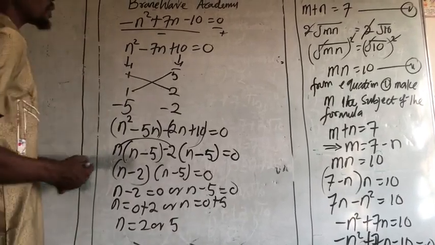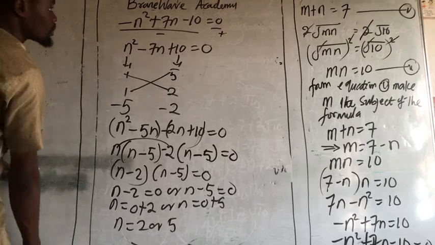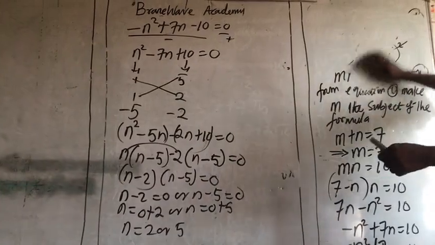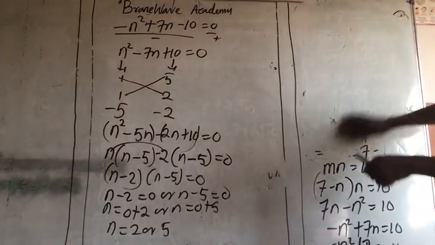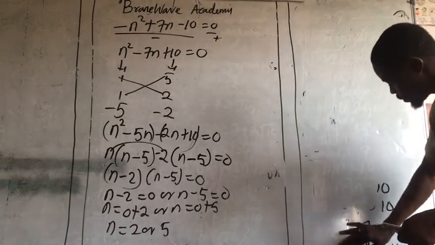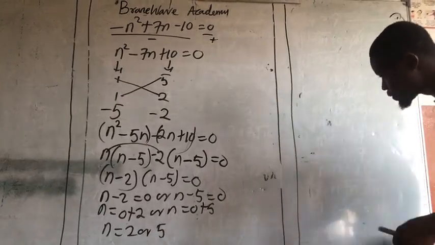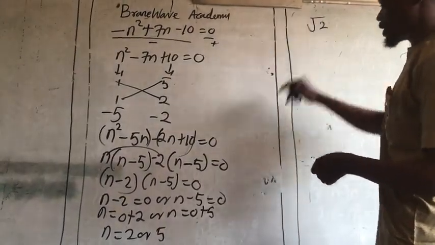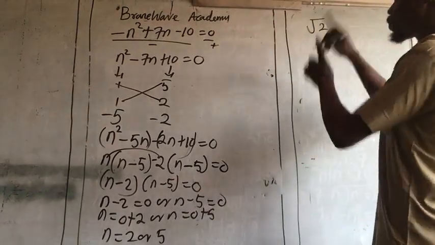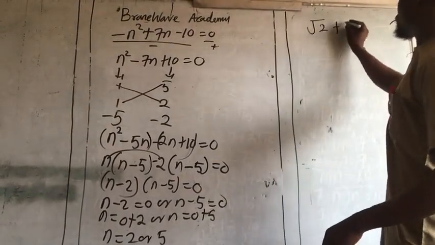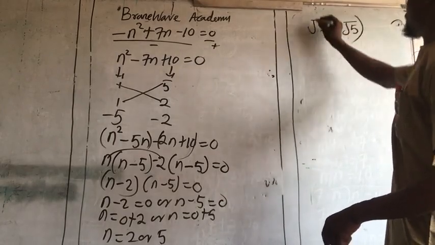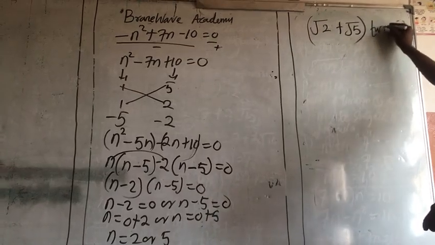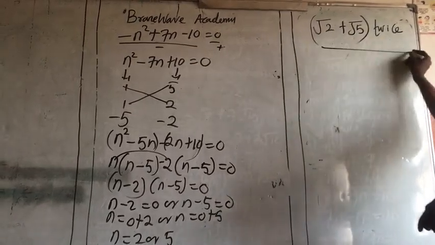This is not my answer because we're actually looking for roots, which means the final answer is root of 2, because I'll take the root of what I have, because I squared before, plus root of 5, in bracket. Then it occurs twice, because it's a quadratic equation. This is the final answer.